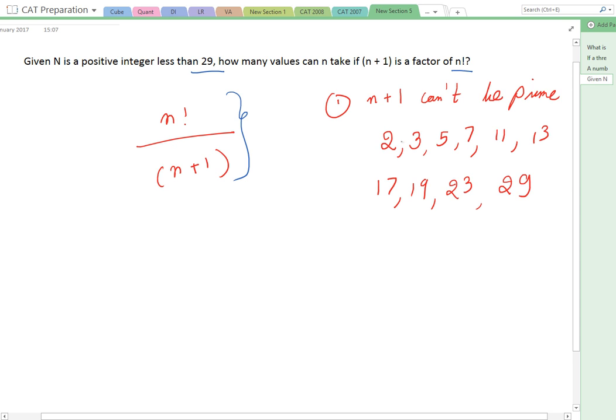So if we start counting them, you'll come up with these numbers for n plus 1. And we'll include 29 also, because n can be less than 29.